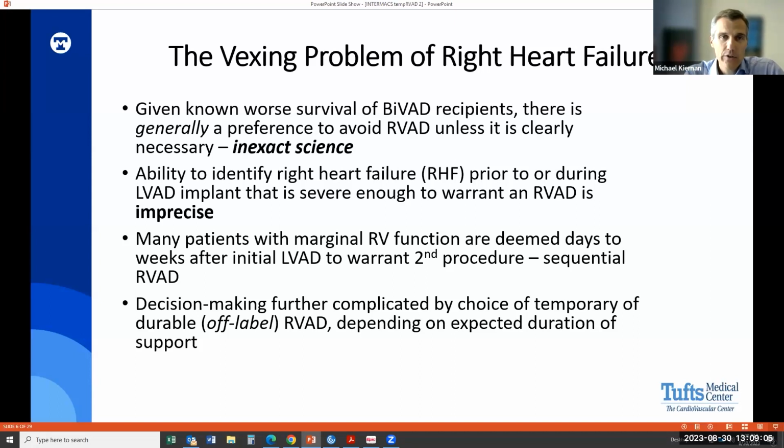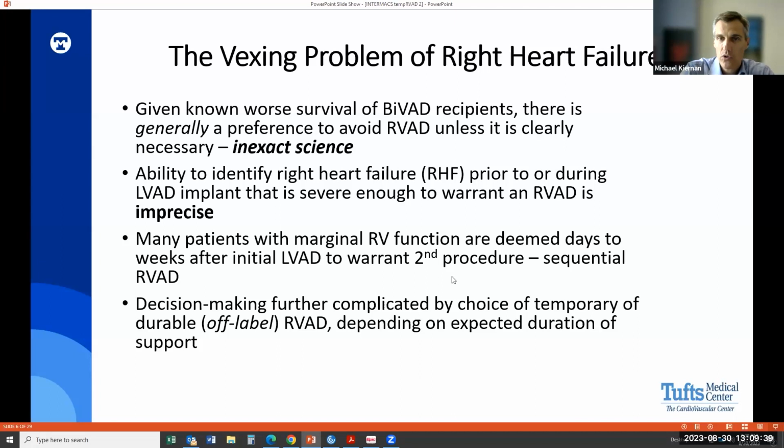The ability to identify right heart failure prior to going to the operating room or even intraoperatively, that is a right heart failure that's severe enough to warrant an RVAD, again, is imprecise. It can be very muddy waters at times. Sometimes it's easy when patients are somewhat crashing and burning, but usually it's murky sometimes. Who can get by with inotropic support that we can wean over days or a week or two versus who needs to be transitioned to an RVAD.